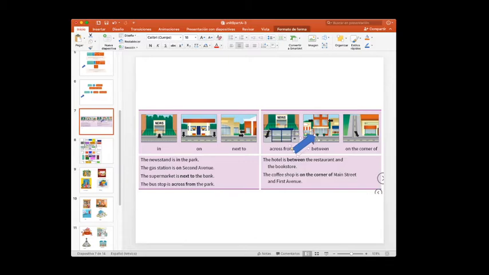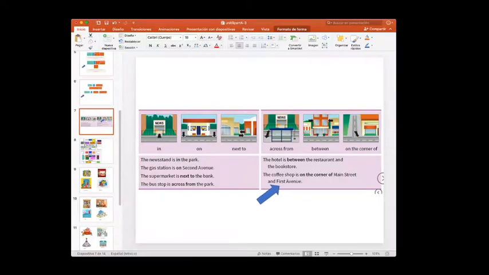Another example you have is between. The hotel is between the restaurant and the bookstore. This is the restaurant, the first one, and this other is the bookstore, and the hotel is here. The hotel is between the restaurant and the bookstore. And the last one: the coffee shop is on the corner of Main Street and First Avenue. This is Main Street and this is First Avenue. So the coffee shop is on the corner.